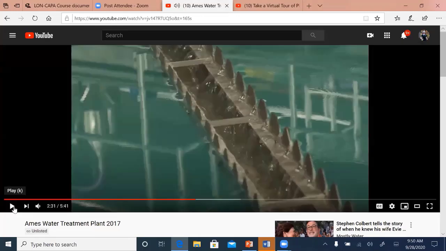So notice in this system, the engineer mentioned that they use recarbonation. Okay, so after softening, they're recarbonating, they're adding more CO2 in order to reduce the pH.